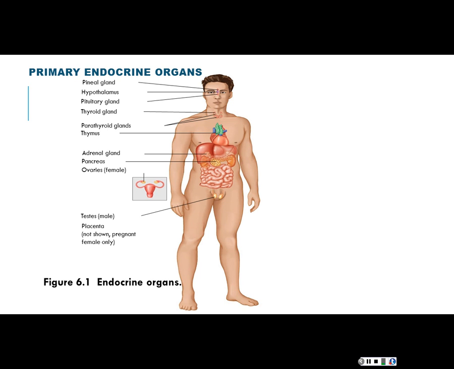Your textbook has classified the ovaries and the testes as primary endocrine glands. I guess this could be one that you could debate over. I would put those into secondary endocrine glands. What do you think? I think the primary job of the testes or the ovaries are.